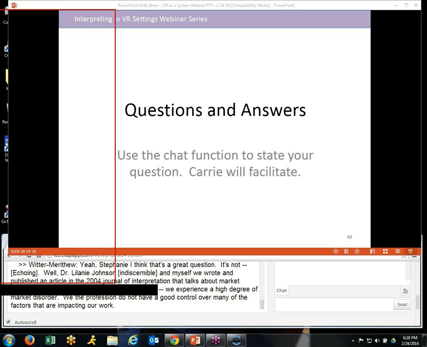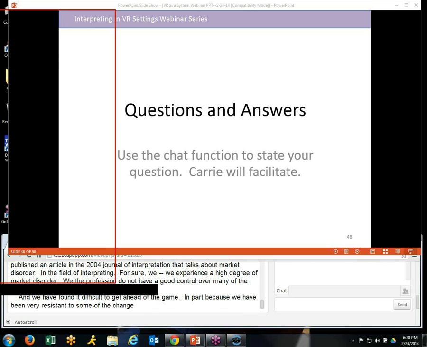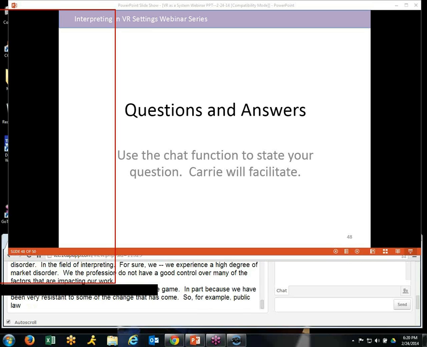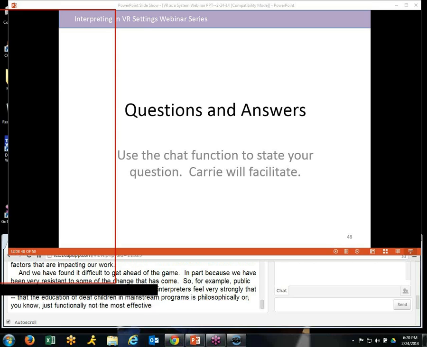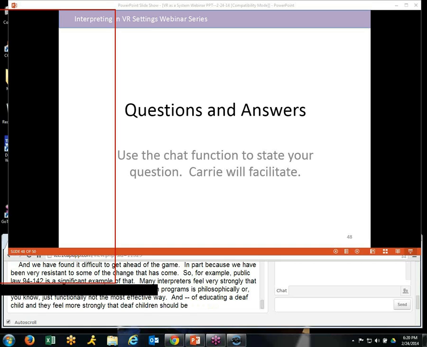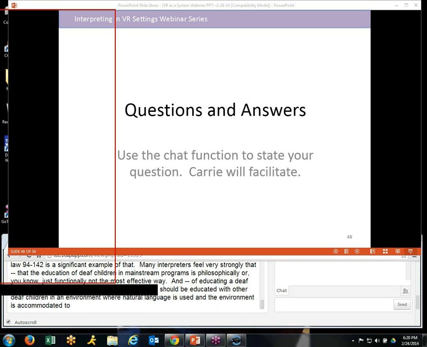And we have found it difficult to get ahead of the game, in part because we have been very resistant to some of the change that has come. And so, for example, Public Law 94-142 is a significant example of that. Many interpreters feel very strongly that the education of deaf children in mainstream programs is philosophically or just functionally not the most effective way of educating a deaf child, and they feel more strongly that deaf children should be educated with other deaf children in an environment where natural language is used and the environment is accommodated to meet the needs of a deaf child.